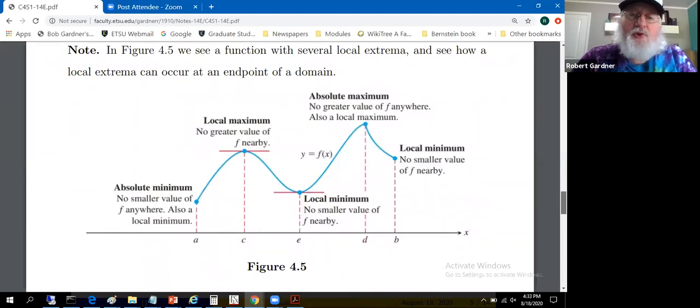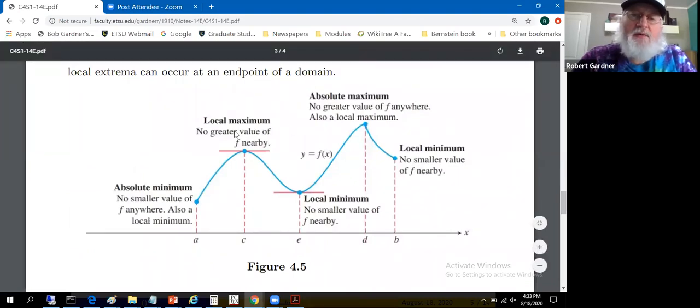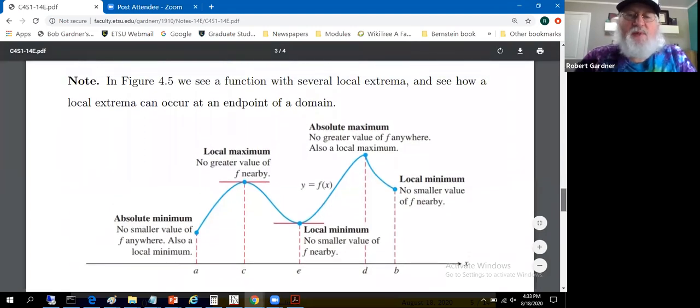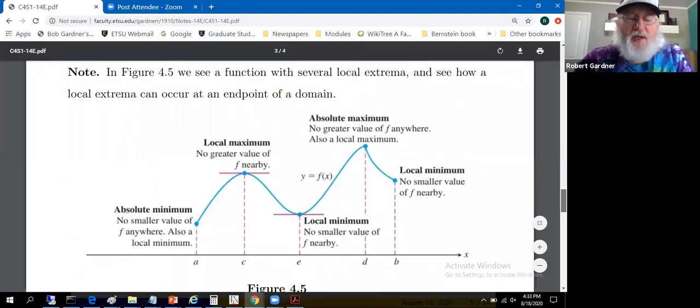Here's a picture. Apparently the book's gone for local and absolute, so they've sort of mixed those up. But whatever, we're going to see this picture again in an upcoming section. Here we've got a local maximum. The function doesn't go above this level nearby. Now it goes above this level somewhere else. That's why it's a local maximum and not a global maximum. Here we've got a local minimum. The function doesn't go below this level nearby, but it does somewhere else.